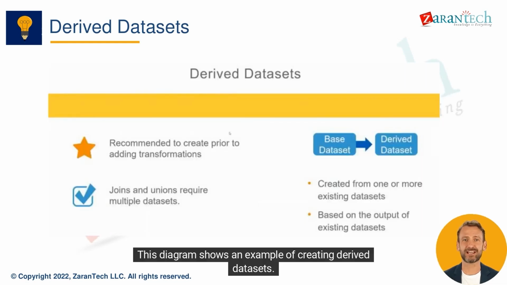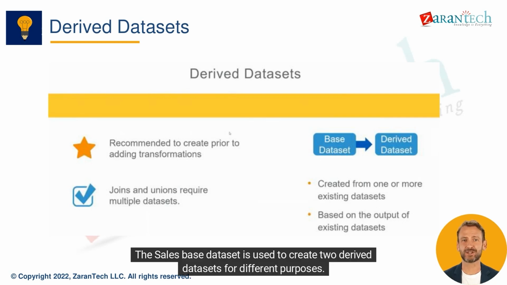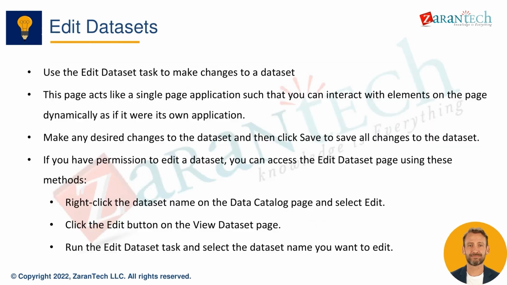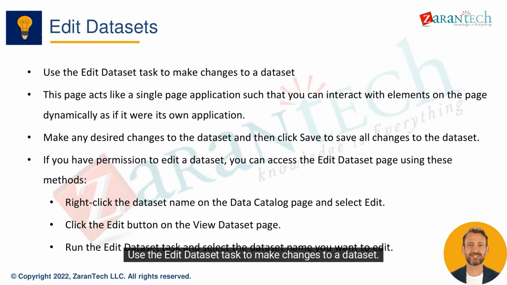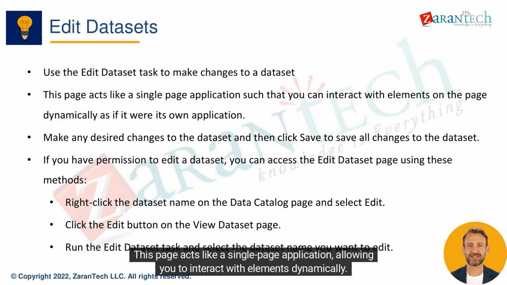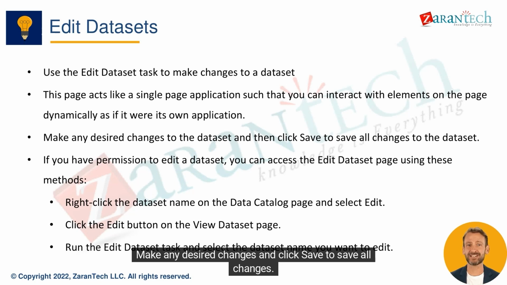This diagram shows an example of creating derived datasets. The sales-based dataset is used to create two derived datasets for different purposes. Use the Edit Dataset task to make changes to a dataset. This page acts like a single-page application, allowing you to interact with elements dynamically. Make any desired changes and click Save to save all changes.